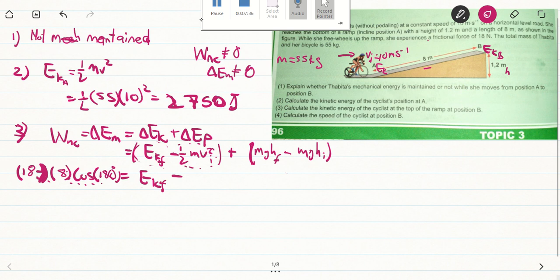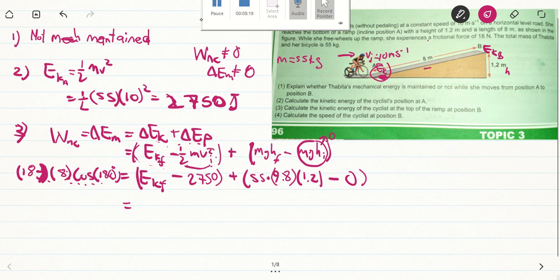We already know this whole thing here. This is EKA, that is the kinetic energy at the base here in this place. So we found that it was 2,750 joules, right? And then plus mgh final, mass is 50 times 9.8 multiplied by the final height 1.2 meters, minus this whole thing here is going to be 0 because h initially is 0. The height here at the bottom is 0, so the whole thing becomes 0.